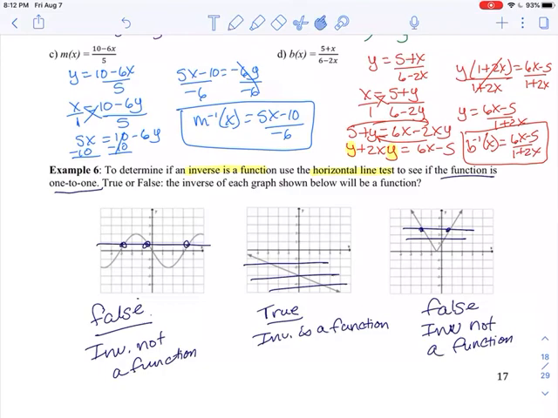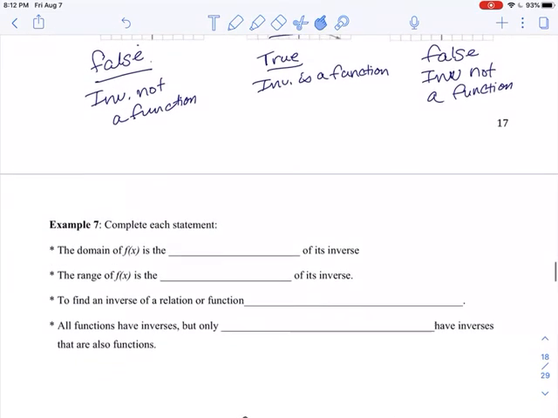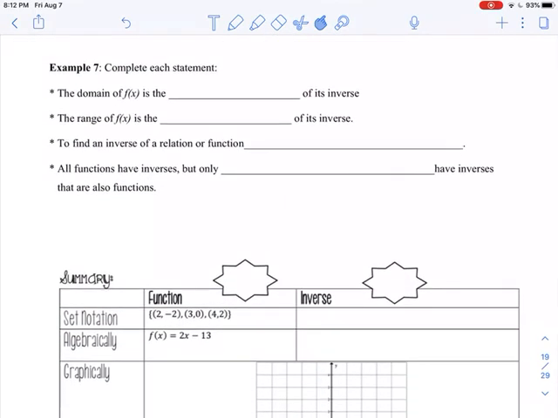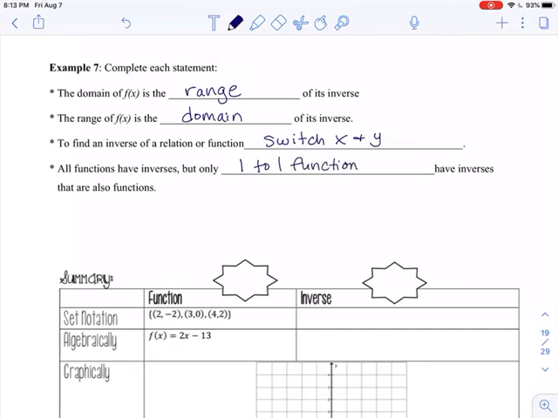Okay, and I just have a little bit more. I know this was a long lesson. There was a lot, just to show you different examples, not that it's hard. This is more like a little summary. So complete each statement. The domain of f of x is the range of its inverse. Remember, I'm just switching the x and the y. The range of f of x is the domain of its inverse, because I'm switching the x and y. To find the inverse of a relation or a function, I switch the x and y. All functions have inverses, but only one-to-one functions have inverses that are also functions.